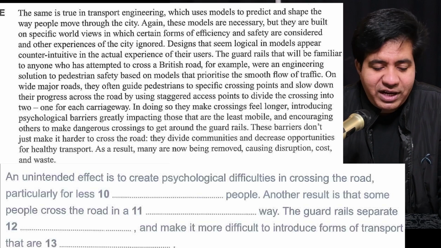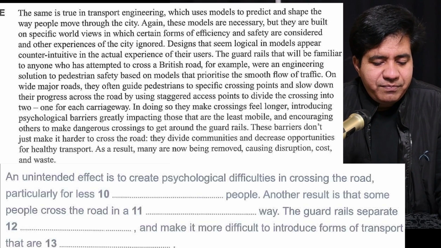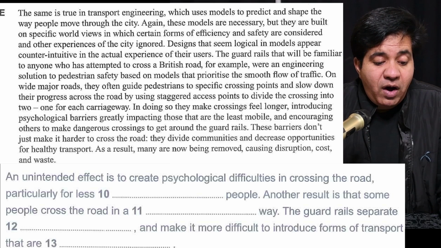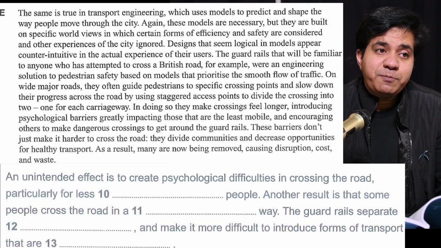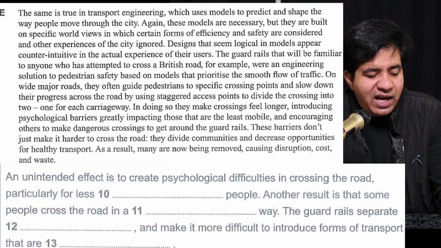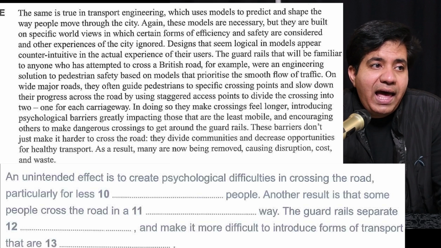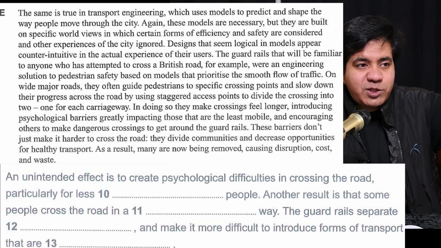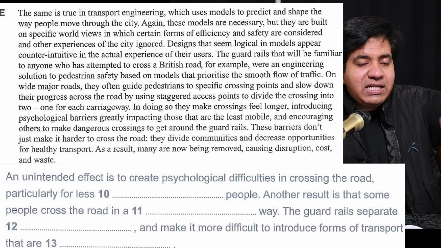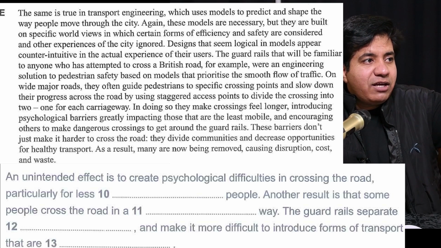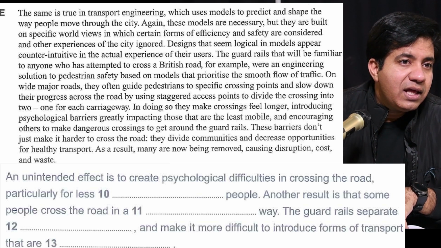If you tell me before I ask you. Same paragraph: after communities and decrease opportunities for healthy transport. So the question is introduce forms of transport that are healthy. And if you remember, I told you this before. Transport that is healthy means healthy transport. Food that is healthy means healthy food. So the answer is healthy.